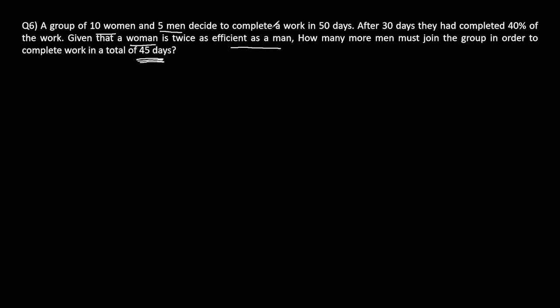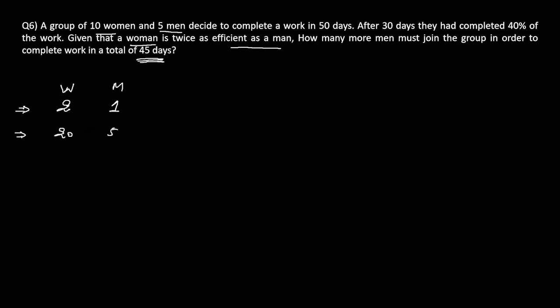They are now not completing the work in 50 days. They are now completing the work in 45 days. Given that a woman is twice as efficient as a man. Okay, so men might be doing 1 unit per day, so women will be doing 2 units per day. Once again, the efficiencies of women and men are given to me, so I'm going to start by presuming the work done by men and women in a day. Now there are 10 women, so as a group, women will do 20 units and men will do 5 units.